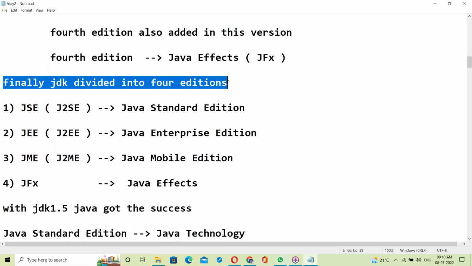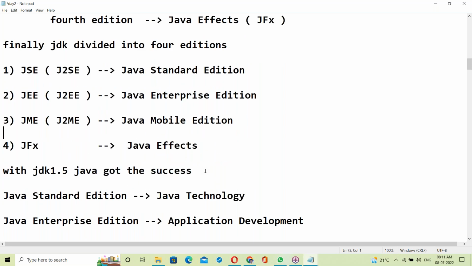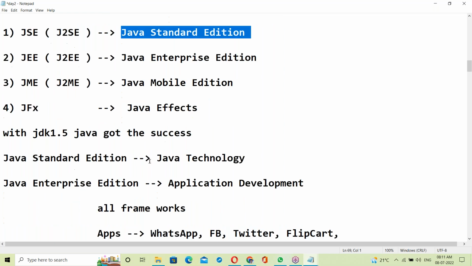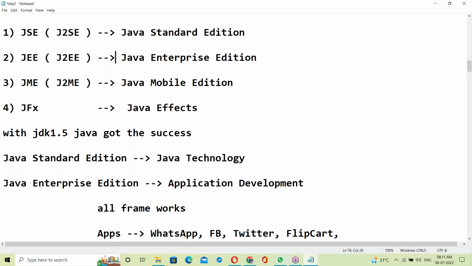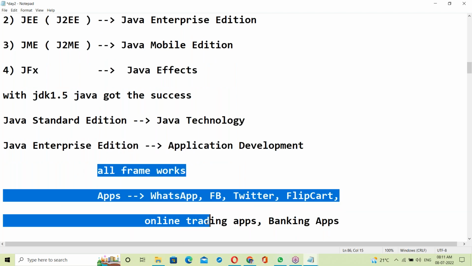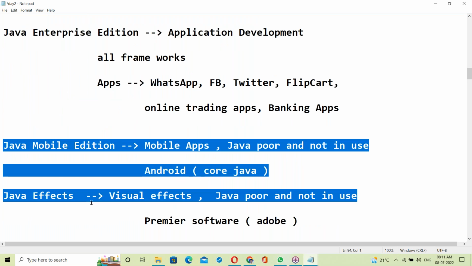Finally, the JDK was divided into 4 editions: Java Standard Edition, Java Enterprise Edition, Java Mobile Edition, and Java FX. The first one is Java Standard Edition, which is core Java technology. Next, Enterprise Edition is for application development; all the frameworks come in this category. Mobile Edition and FX are not in use.